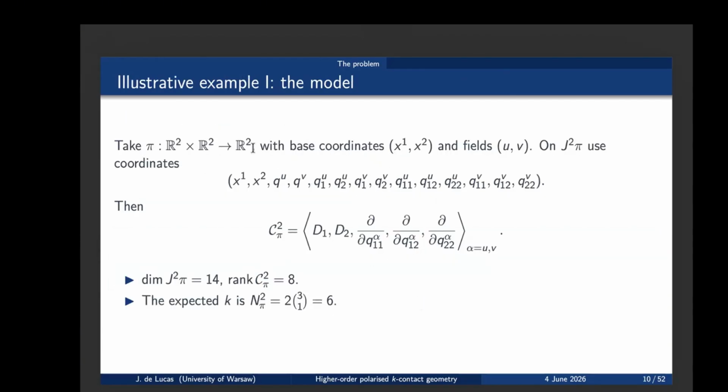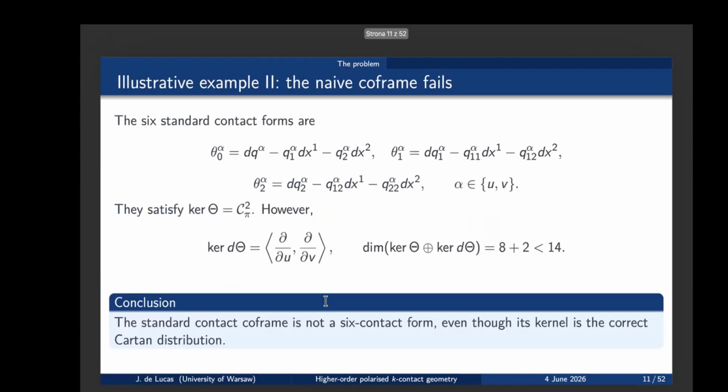Indeed, you can do an example. Here's an example. You have a fibration with two independent variables and two dependent variables. You pick up J2 pi. The Cartan distribution is spanned by the total derivatives in terms of the first variable and the second, and then the derivatives in terms of the variables of higher order. It has rank 8. The dimension of the jet bundle is 14, so the corank is 6. And you have 6 Cartan forms indeed.